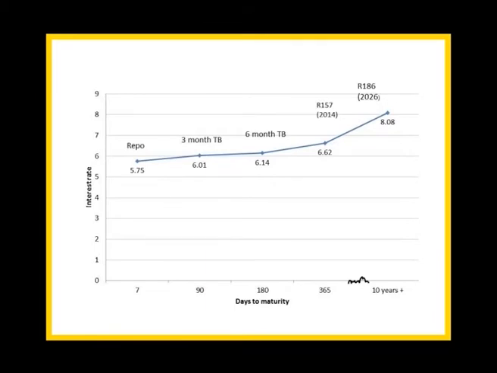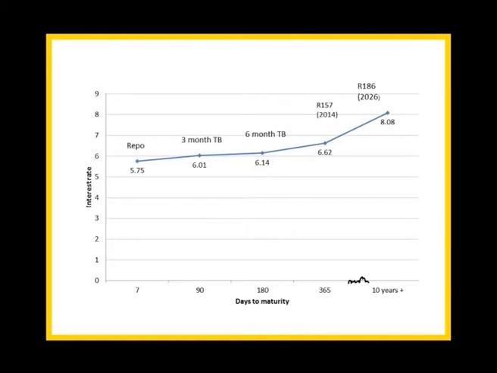Now, the purpose of this is just to show you that the longer the term to maturity, the higher the interest rate will usually be. And this will usually be the shape of the yield curve. The reason for this is that the future is uncertain, and therefore there is more risk attached to investing in a longer term instrument, such as a 10-year bond. You don't really know what's going to happen to the inflation rate, or how much the rand is going to be worth. So there's more risk attached to investing in a longer term instrument.